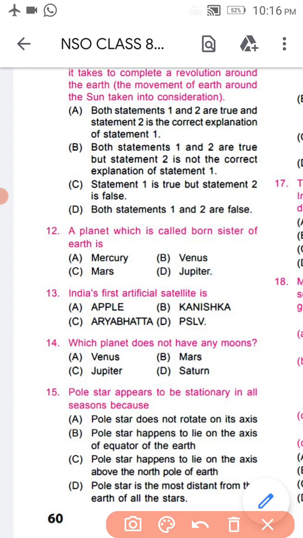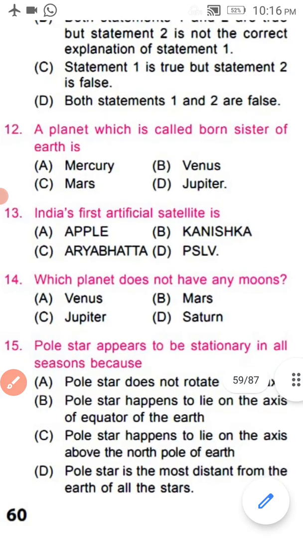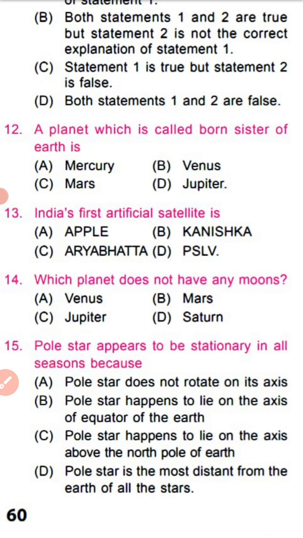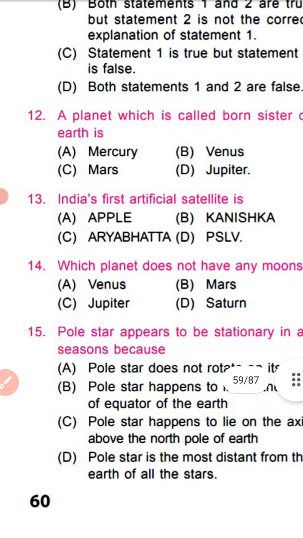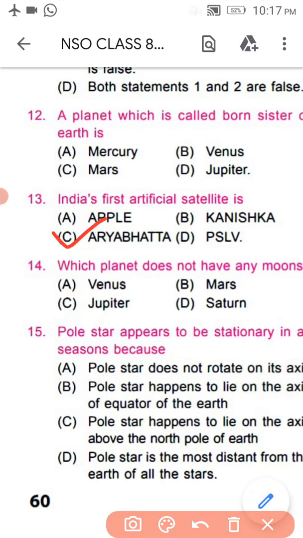Come to question number 13. India's first artificial satellite. Which one is India's first artificial satellite? That is the Aryabhatta. Not PSLV.